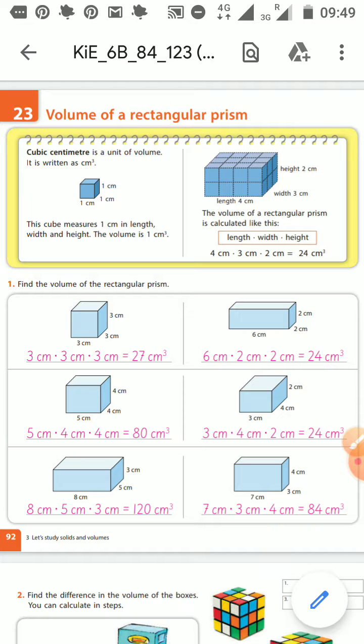Okay, good morning, everyone. Today we're going to look at chapter 23 of your maths book. It's just going to load up in a moment. And this is looking at the volume of a rectangular prism. So here we're looking at what's called cubed. All right, so we're going to be using three numbers today.